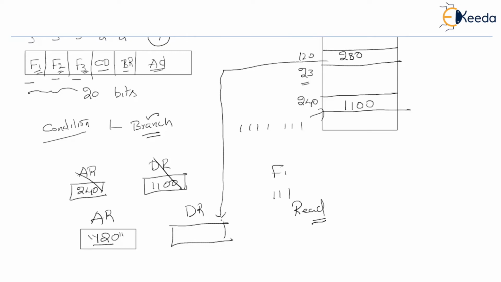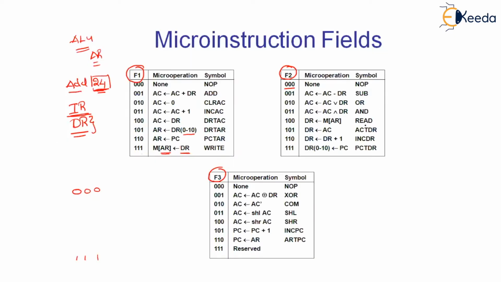This content will get transferred to the data register. You know that every time either a read or a write operation has to be performed, the data register holds the operands before it is being sent to the main memory, or it holds the operand which has been accessed from the main memory. This is the read operation. If it is 101 in F2, then the operation performed is accumulator to data register. The contents of the accumulator will get transferred to the data register.